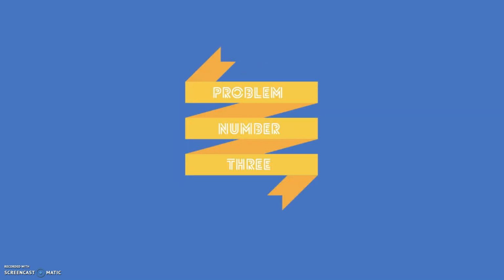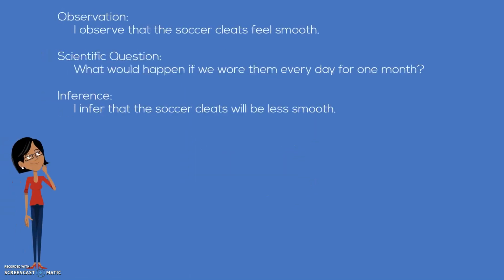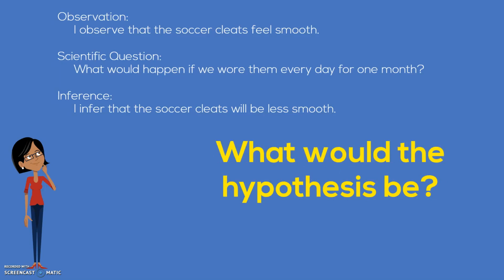Problem number 3. I observe that the soccer cleats feel smooth. What would happen if we wore them every day for 1 month? I infer that the soccer cleats will be less smooth. What would the hypothesis be here?